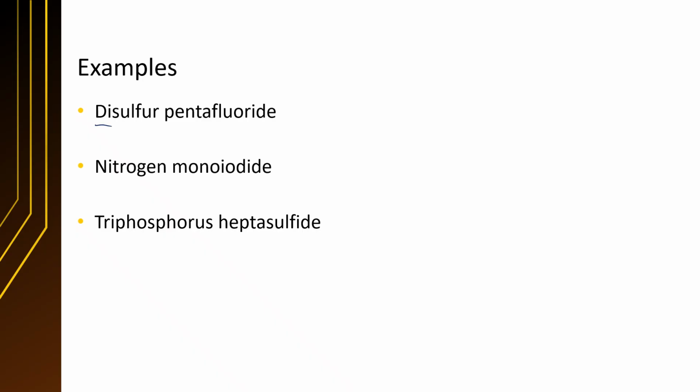Now let's work backwards and write the formulas from the names. In this case, I have disulfur. Prefix di means two, so I have two sulfurs. Pentafluoride. Penta means 5, and fluorine is F. S2F5.